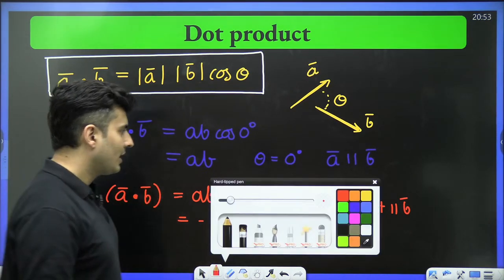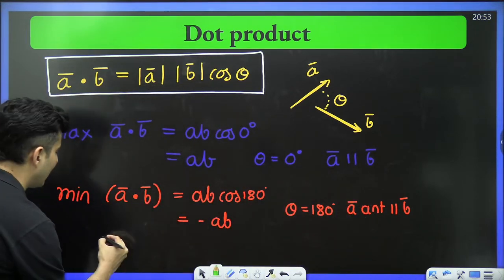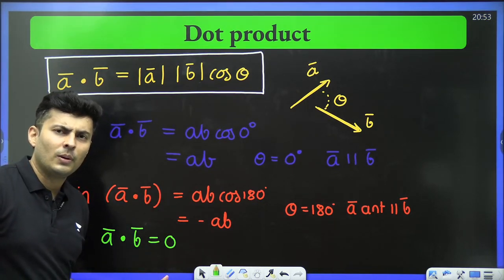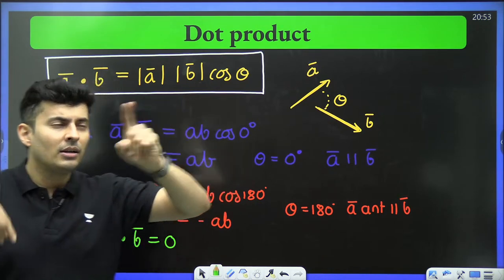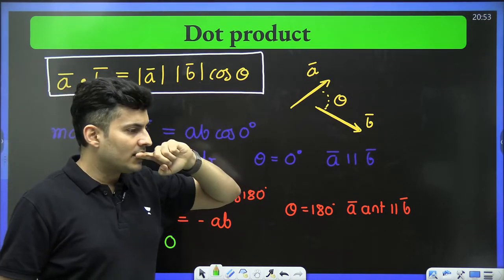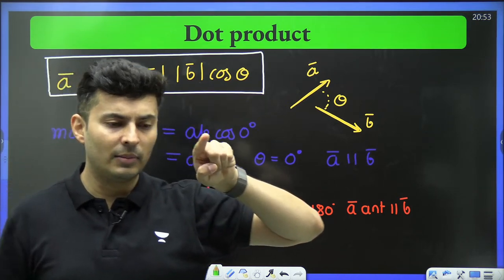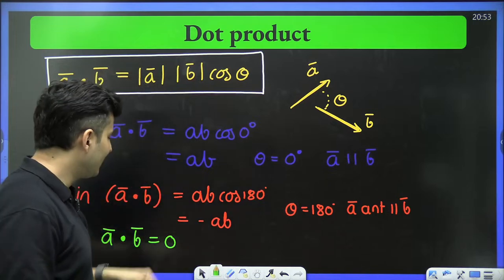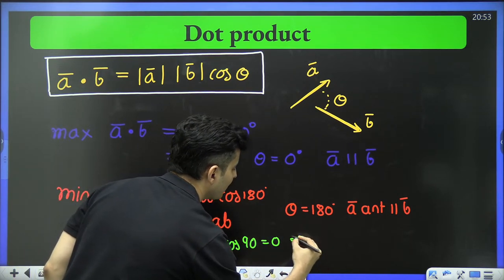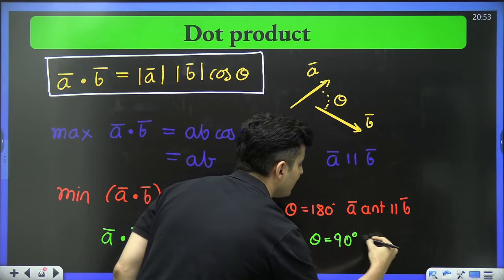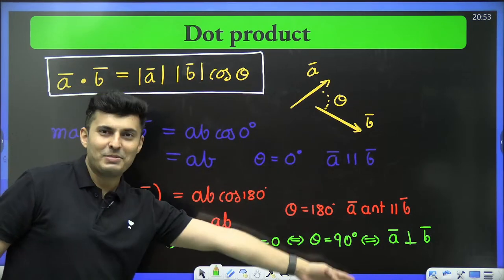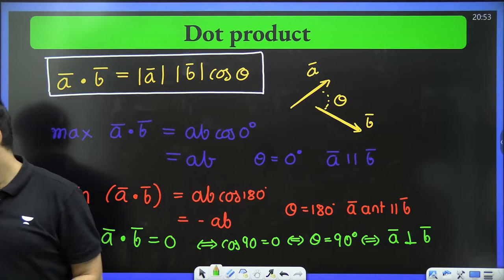Very good. Guys, one more thing. If I say A vector dot B vector is 0, but A is not 0, B is not 0, then what will you think in your mind? So cos is 0. Whose cos is 0? Cos 0 is 1. Cos 45 is 1 by root 2. Cos 90 is 0. Hence, that means theta is 90 degrees. That means A vector is perpendicular to B vector. Parallel, anti-parallel, perpendicular. All the three things covered.